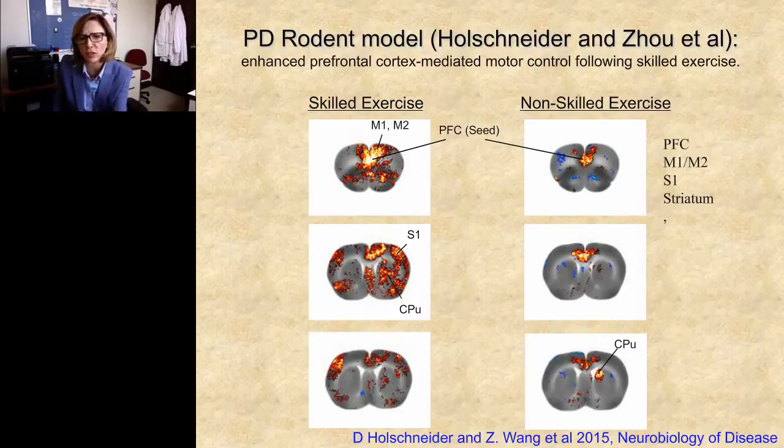And what we can see, certainly with the skilled exercise, is many more connected areas, particularly of relevance to us, the motor areas, the somatosensory area, and the CPU, for caudate putamen or striatum, to a much greater degree than non-skilled. So why do we care?